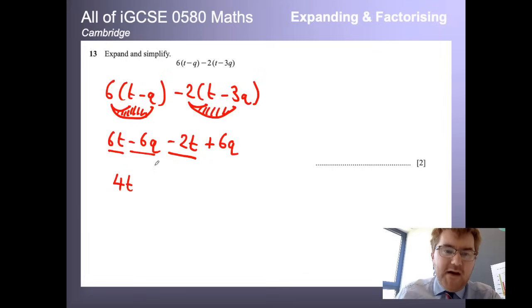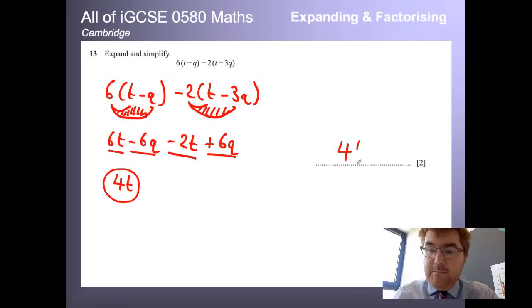And then we have a minus 6q plus 6q. Well, that just disappears. So that's very handy. So this is going to be our final answer. So we pop into the answer space as always, 4t.